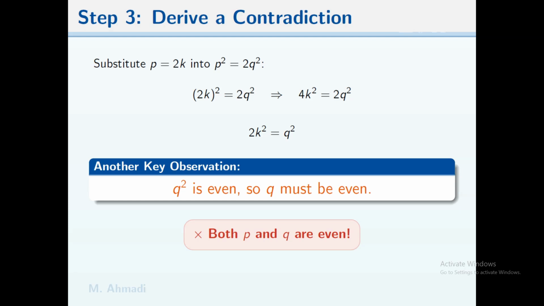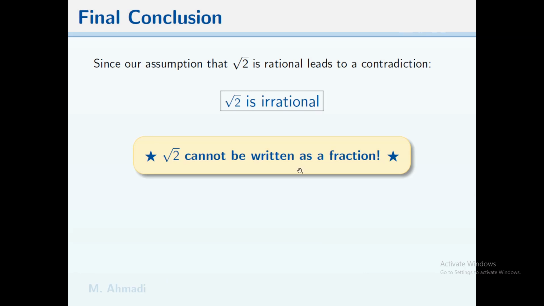But then p and q are both even. This means that the greatest common divisor of p and q is greater than or equal to 2, which contradicts that the GCD of p and q is equal to 1 that we assumed formerly. Since our assumption that the square root of 2 is rational led to a contradiction, the result is that the square root of 2 is irrational. The square root of 2 cannot be written as a fraction.